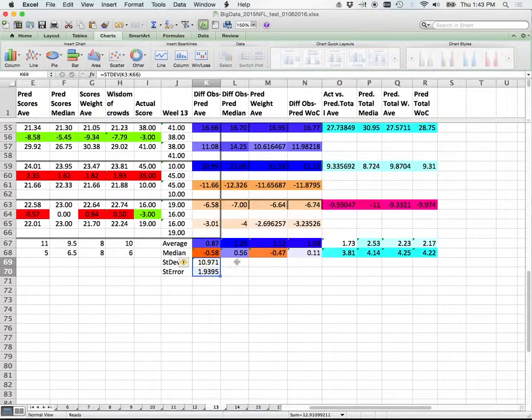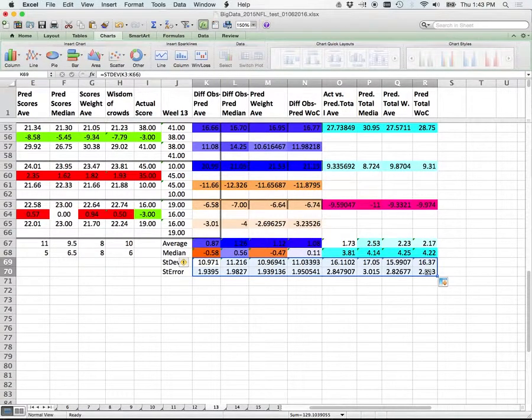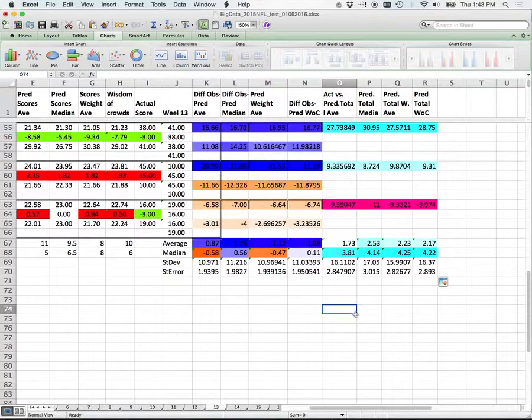Okay, do we have to do this for every column? No, heck no. So let's select these two boxes. So this would be K69, K70. Raj, you with me? Okay. Select those two boxes. Everybody see what I'm doing? Okay, and then drag, the magical drag. All right. Now we have calculated standard deviation and standard error for all columns.